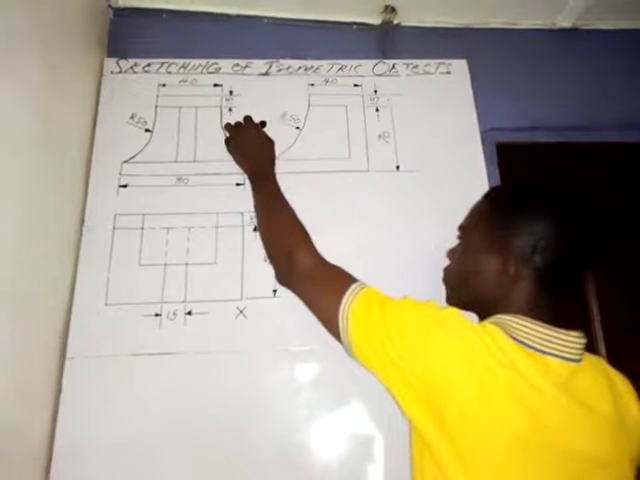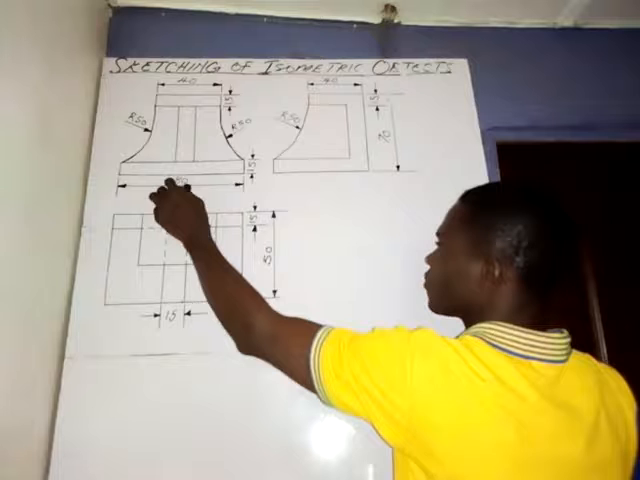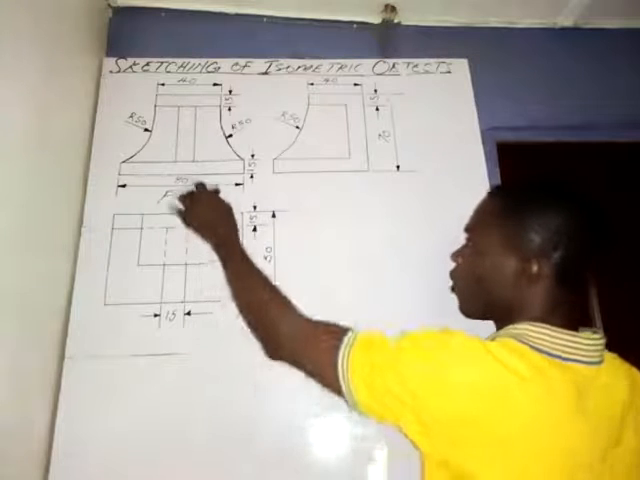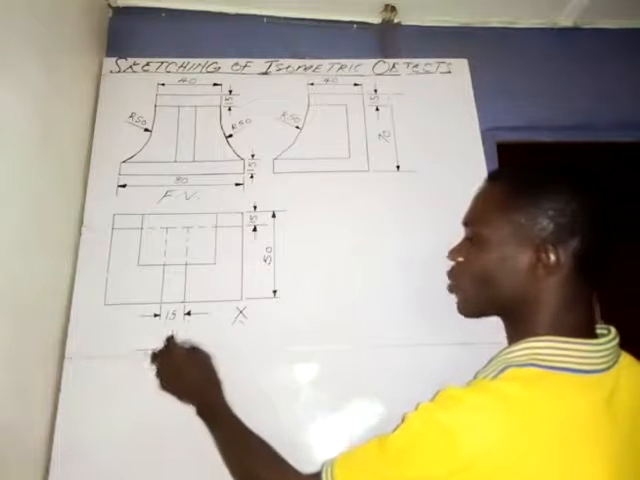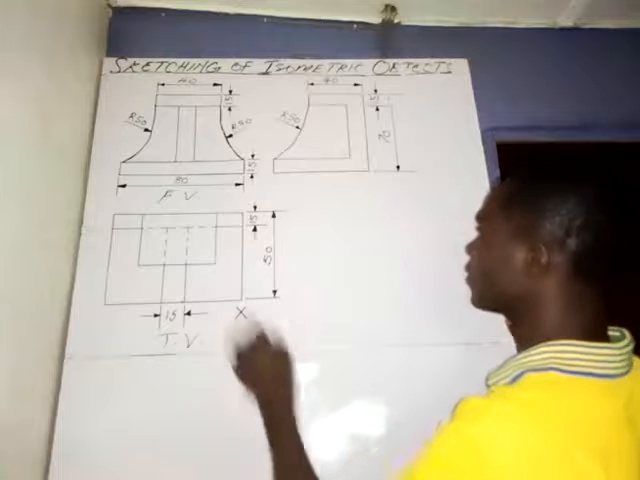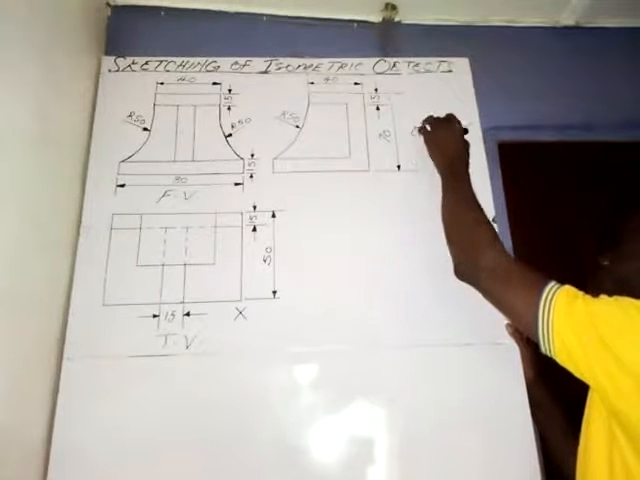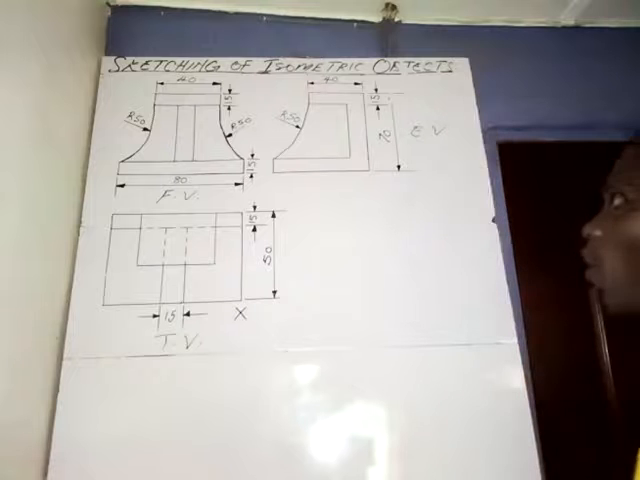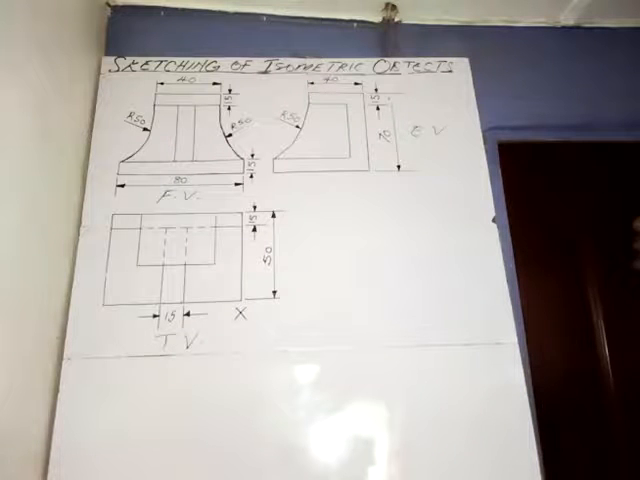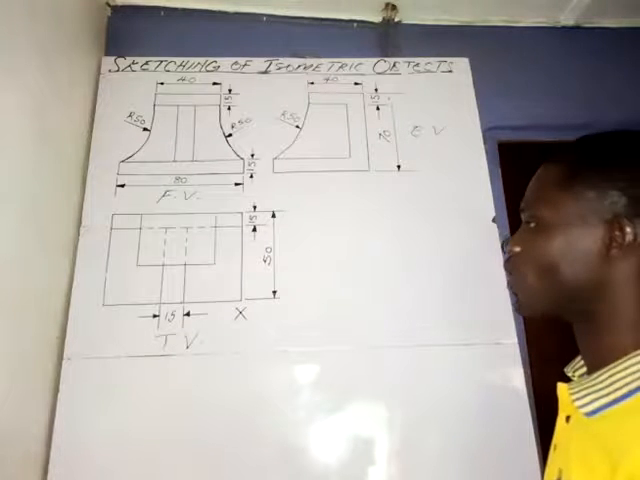This is the front view. What we have here is the front view of the object. This is the top view or the plan of the object, and this is the end view or side view of the object. So we have to produce the isometric view of this object.